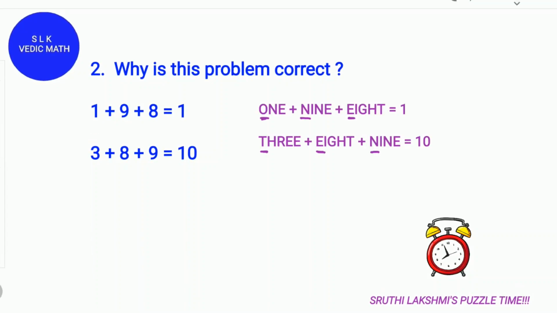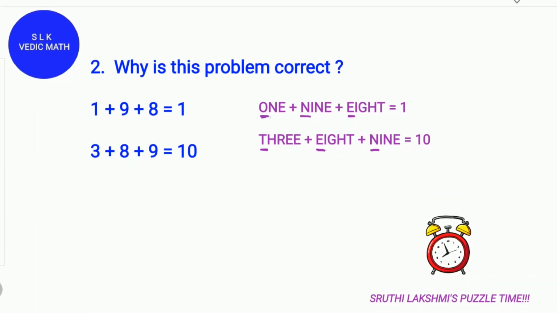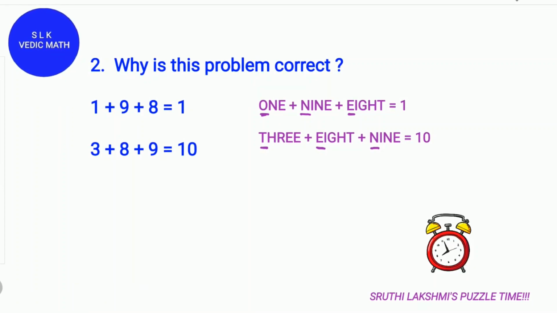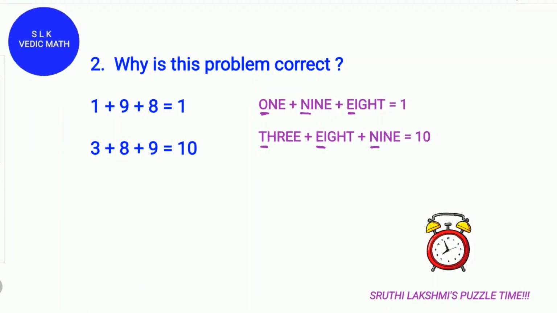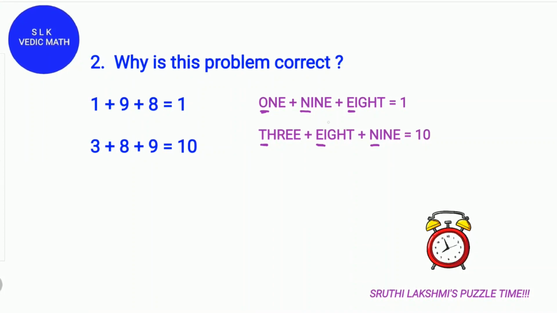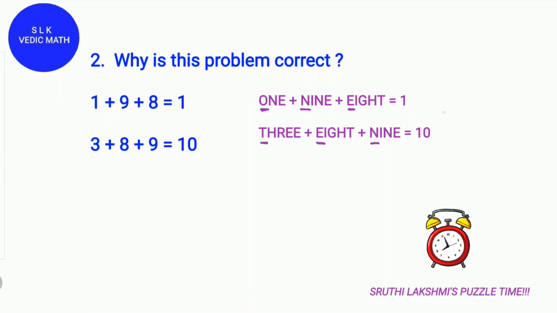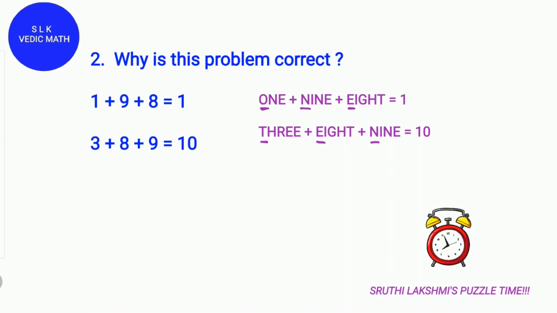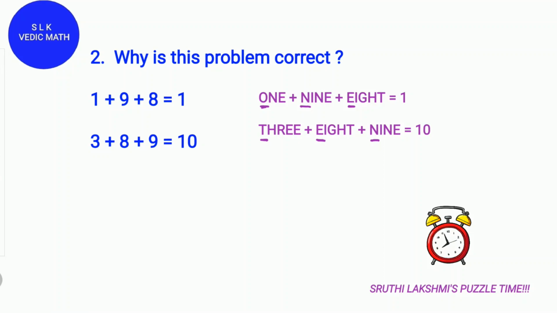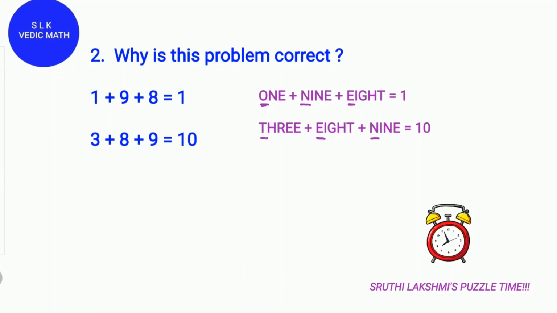Time's up. First, for 1 plus 9 plus 8, we write 1, 9, and 8 in word form. We take the first letters from one, nine, and eight. So O-N-E is 1. For 3 plus 8 plus 9, we write 3, 8, and 9 in word form, and we take the first letters T, E, and N. So it makes 10.